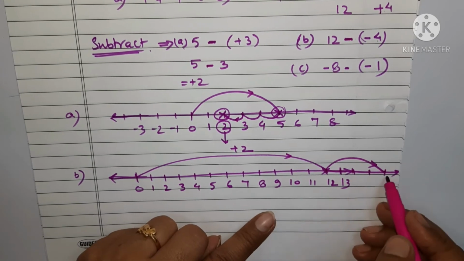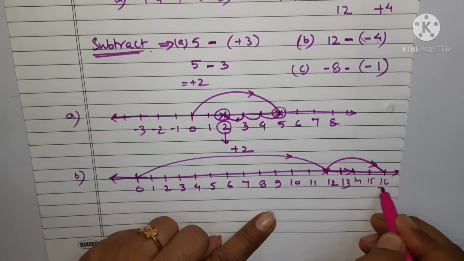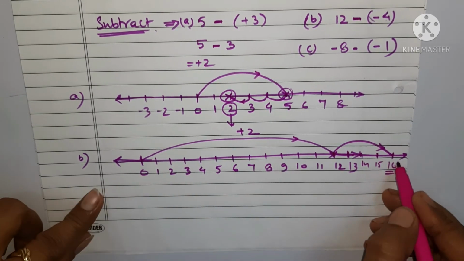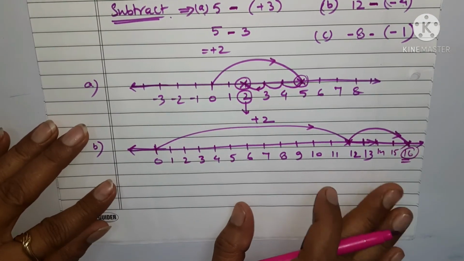So you can see here that you are going up to 13, 14, 15 and 16. So your answer is 16 here. Can you see? This is 16. Understood how to put on number line?